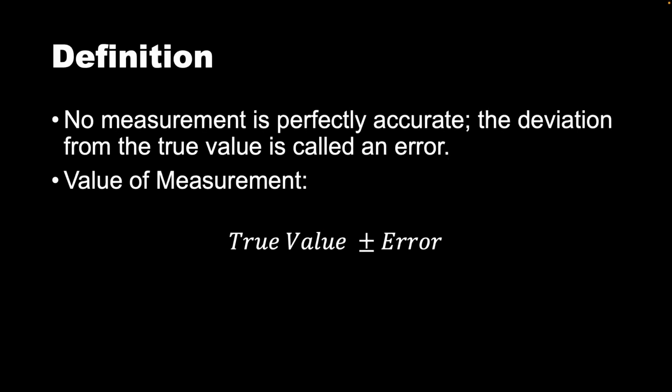So the definition of error is: no measurement is perfectly accurate, and the deviation from the true value is called an error. The value of a measurement is often expressed as true value plus or minus error, that is, it lies in the error range. The true value is the exact value of the measurement that is supposed to be true. The measurement that we have in physics is always inaccurate to a certain level, and we express it in a range format like true value plus or minus error.